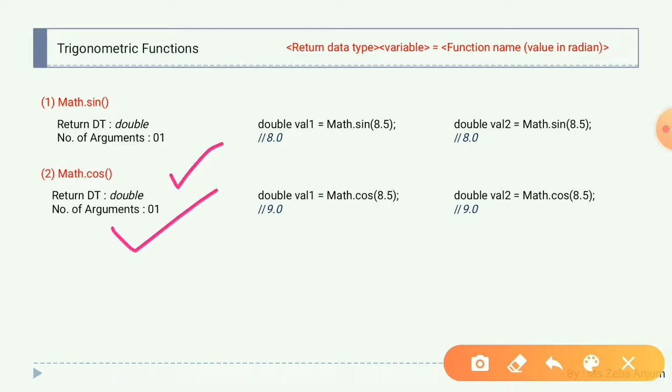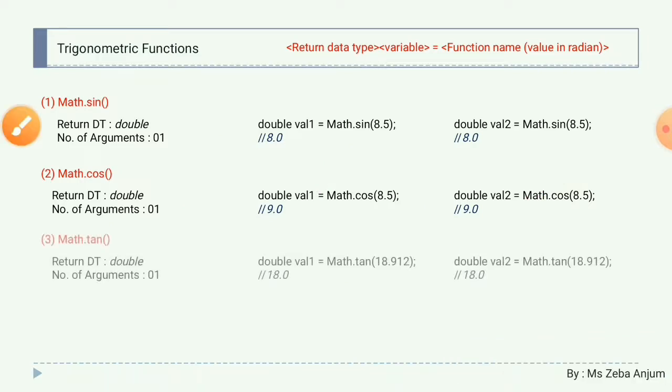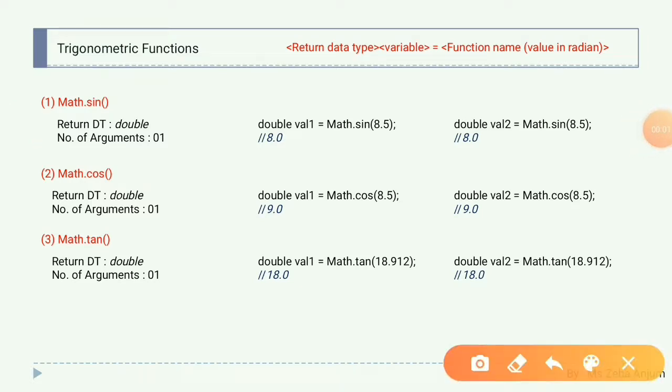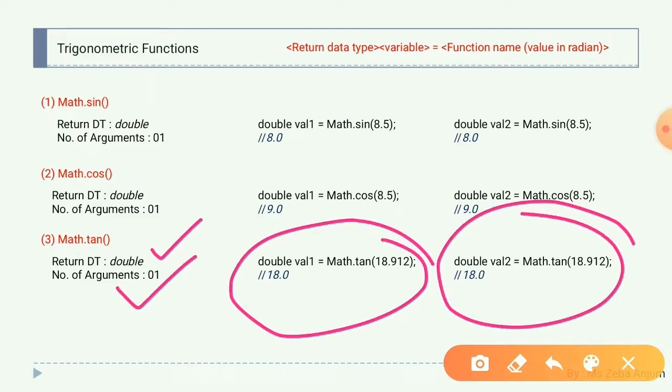Now see the second trigonometric function, that is your Math.cos. Again it is going to give you the double value. Number of arguments is 1. See the example. The cos value of 8.5 is what? 9. Again leave the second example. It is the same. Now moving forward with the third one, it is going to give you the appropriate tangent value. So basically for this function also our return data type is double, number of arguments are also 1, and over here like this we are going to use this function for the same.